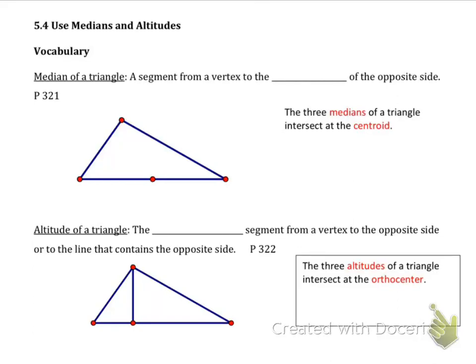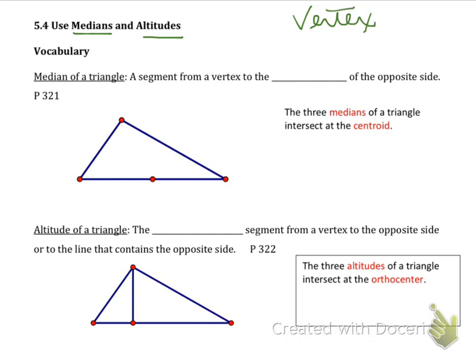Okay, in this video we're going to go over Chapter 5, Section 4, using medians and altitudes. One of the first things you want to ask yourself is, why do they have two topics in one section? The reason, I believe, is because both of these geometric features begin at a vertex. So with that in mind, I'm going to say vertex, just so we have this in our mind.